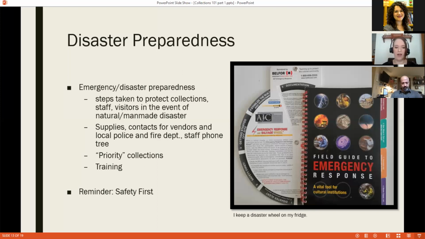It's also a good idea to have a list of priority collections. It's that existential question of, if you could save one item, what would it be? It's important to think about that because there are some collections that we consider just incredibly important to us. And it's in your best interest to know where they are. Can you remove them quickly in the event of an emergency? And another important facet of this is training.